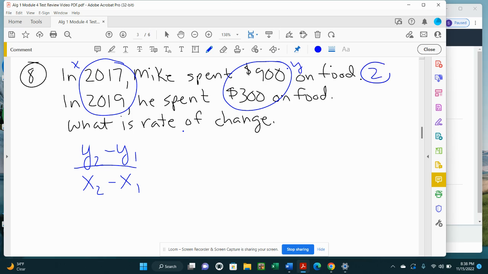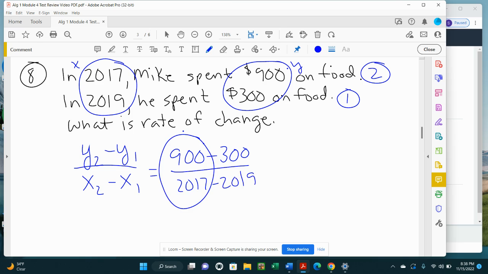So I'm going to pick this one as point 2, this one is point 1. It doesn't really matter if you recall. So that means we have 900 minus 300, because it's y2 minus y1. And then it's x2 minus x1. So we have 2017 minus 2019. Now, of course, these two have to go together because they are point number 2. And so 900 minus 300 is 600. 2017 minus 2019 is negative 2, so I get negative 300, and there's my rate of change.